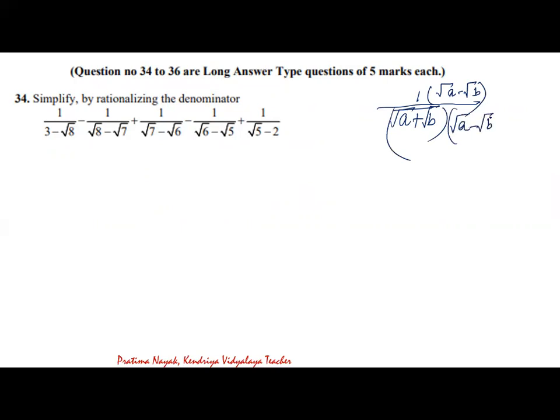Root a plus root b into root a minus root b will multiply. This will be root a square minus root b square. Root a square is a, root b square is b. This will be the denominator. So I am multiplying in each step.